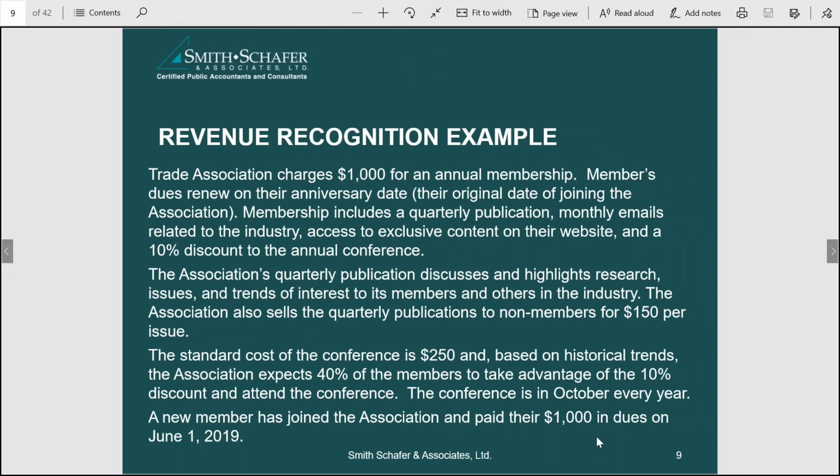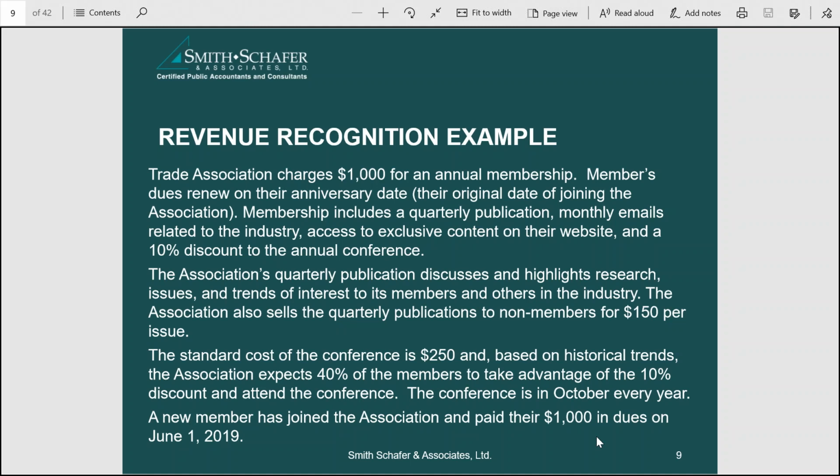So trade association charges $1,000 for an annual membership. Members' dues renew on their anniversary date, so their original date of joining the association. Membership includes a quarterly publication, monthly emails related to the industry, access to exclusive content on the website, and a 10% discount to the annual conference. The association's quarterly publication discusses and highlights research issues and trends of interest to the members and others in the industry. The association also sells these quarterly publications to non-members for $150 per issue.